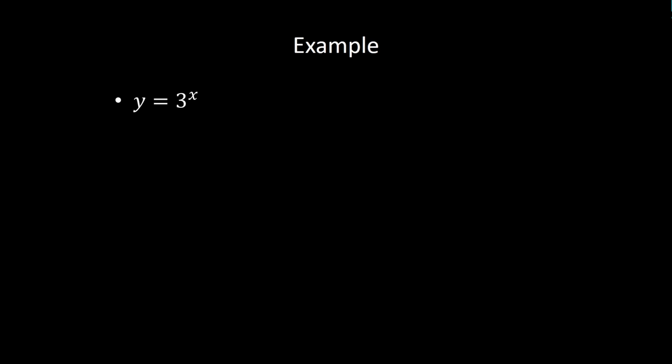Say I have y is equal to 3 to the x and I want to find the inverse of this graph. What do I do? I swap the x and the y values. So I get x is equal to 3 to the power of y. I then need to solve for y, which in this case, because it's an exponent, I have to use logs. So I rewrite the exponent y using logs.